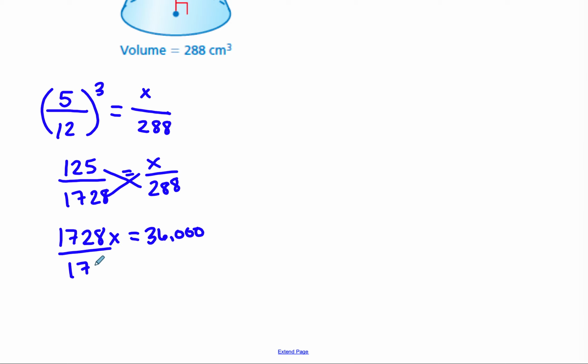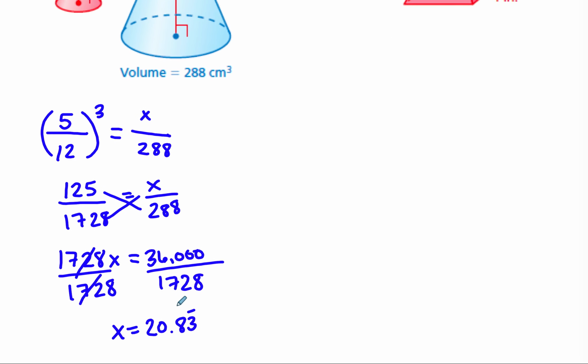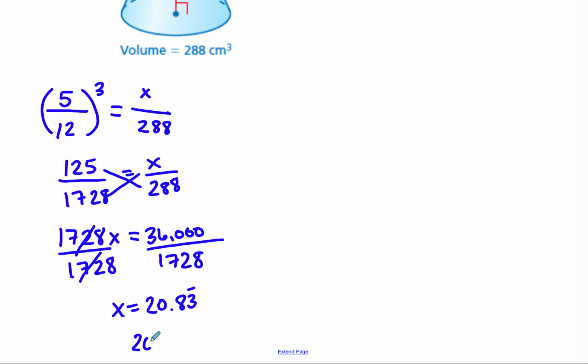Then I'm going to divide by the number in front of the variable on this problem. That's 1,728. When I divide, I get x equals 20.83 repeating. Let's see, do we need to round? Yep, nearest tenth. So when I round to the nearest tenth, I get 20.8 centimeters cubed. It is volume, so we do need to make sure that is in cubic units.